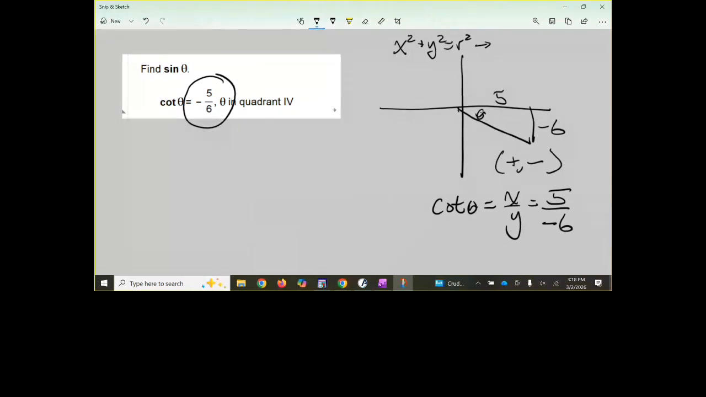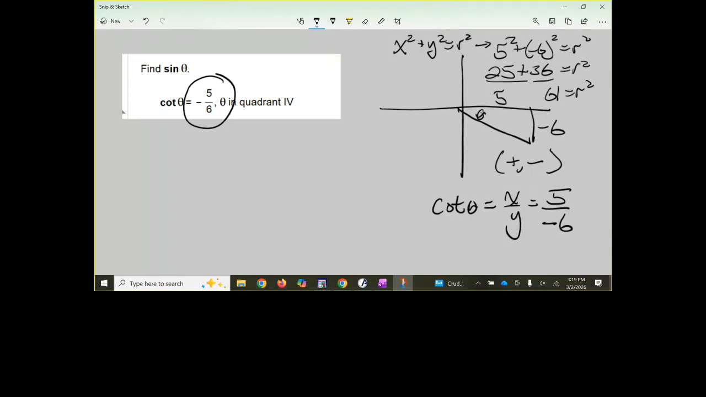Let's see, x 5 squared plus y negative 6 squared equals r squared. Okay, 5 squared, 25. Okay, negative 6 when you square it. What's negative 6 times negative 6? 36, still good. Okay, r squared. All right, 25 and 36. Y'all, is that like 61?